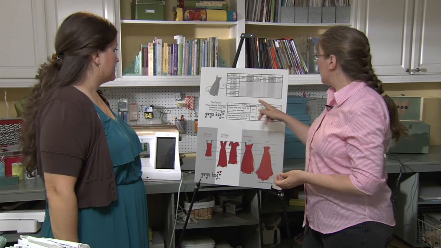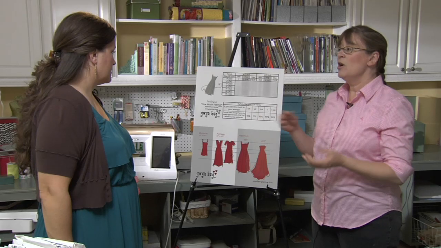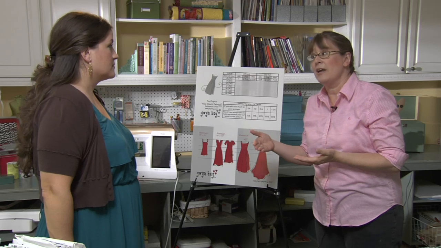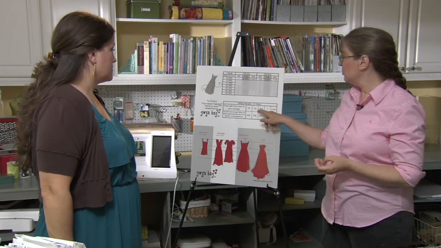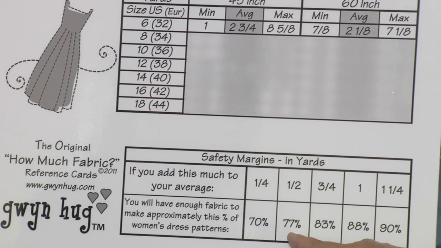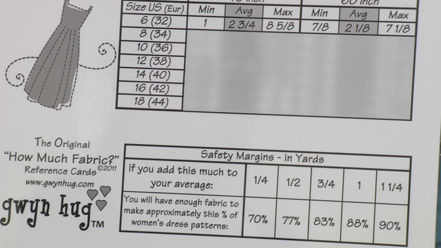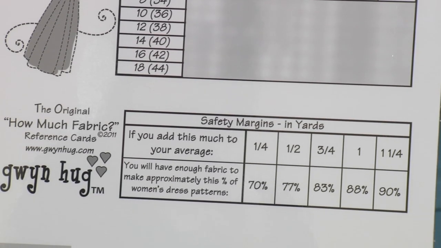Now that leads right to the safety margin table, which gives you a little bit of an idea of what would happen if you bought a little bit more than the average. This table, for example, shows you that if you took your average and just added half a yard to it, you'd have enough to make 77% of the dress patterns out there instead of 50. And look, if you added just a yard and a half, you could make 90% of the dress patterns.